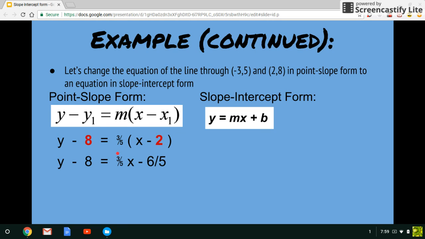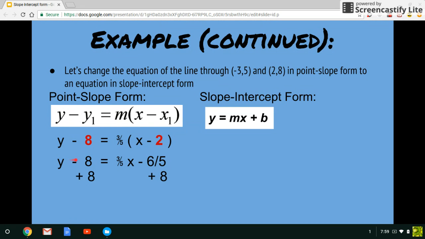And when we do that, we'll get y minus 8 equals 3/5 x minus 6/5. So 3/5 times -2 is minus 6/5. And if you remember when we're multiplying with fractions, -2 is like -2 over 1. And we just multiply straight across. So we do 3 times -2 and 5 times 1. So we get minus 6/5, or you can just do that in your calculator. And now from here, we're just going to continue solving to get y by itself.